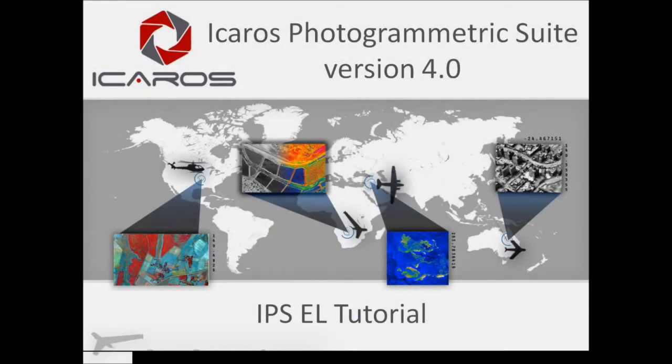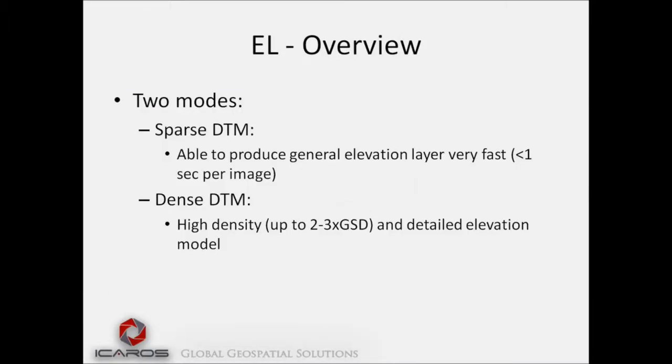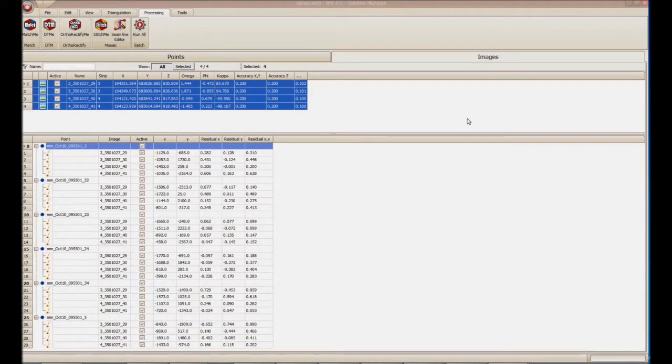In this tutorial, we will demonstrate elevation modeling with the IPS elevation module, or EL in short. The EL module works in two distinct modes: sparse DTM, which produces a general elevation layer very quickly, under 1 second per image, and dense DTM, which produces a high-density, detailed elevation model. To create an elevation model, you will need an accurate photogrammetric model and input files derived from the match process.